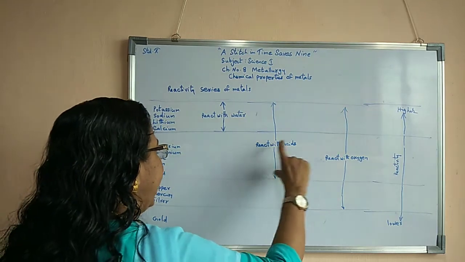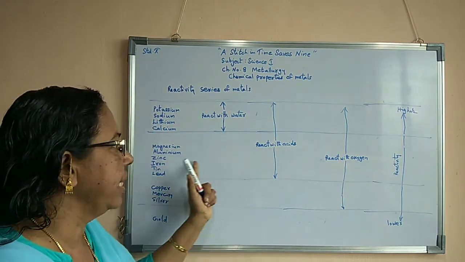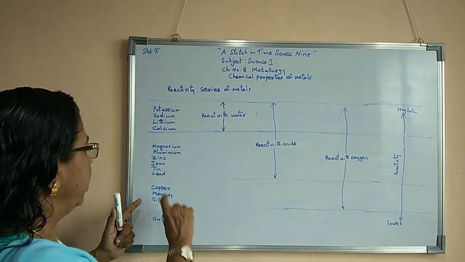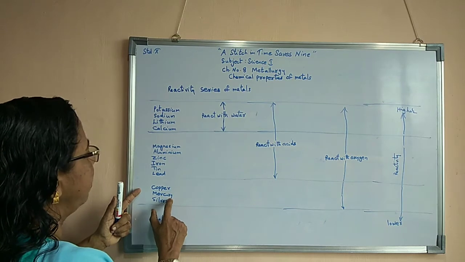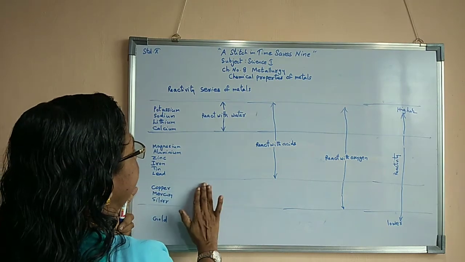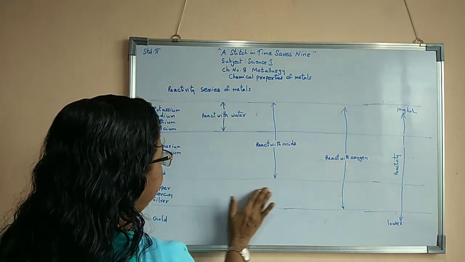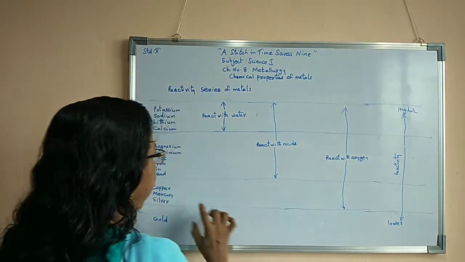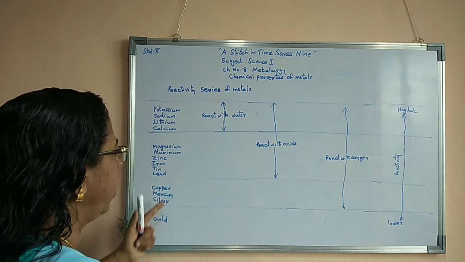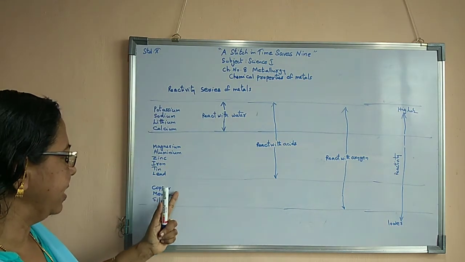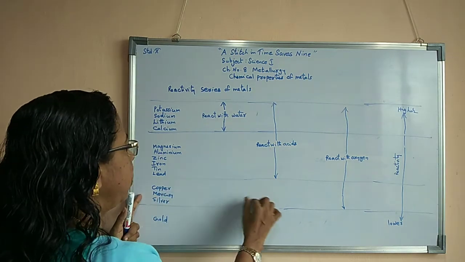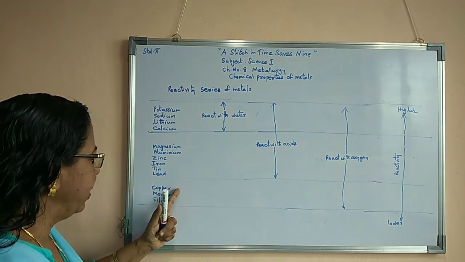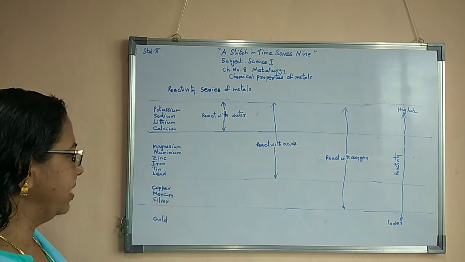So we can say that they have a moderate, or medium, level of reactivity. Now this group, copper, mercury, silver: these elements cannot react with water, cannot react with acids, but they react with oxygen. In comparison, these elements do not have the capacity to react even with the acids. They react only with oxygen. Which elements? Copper, mercury as well as silver.